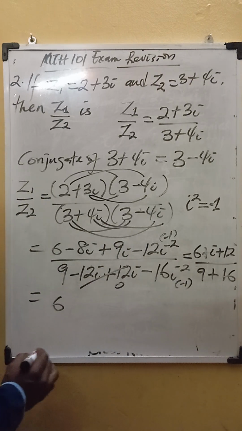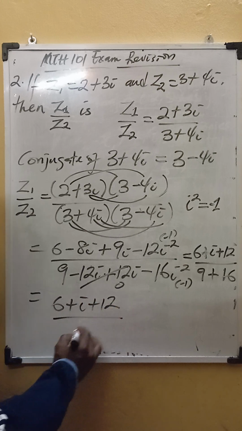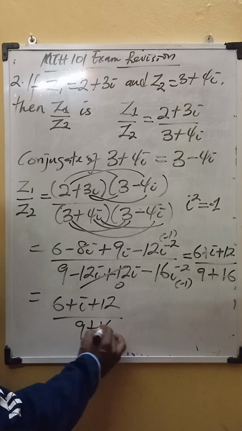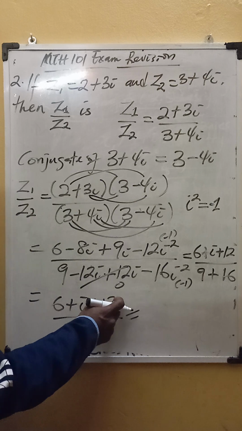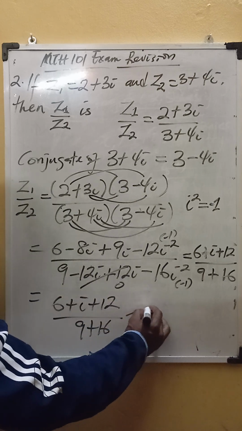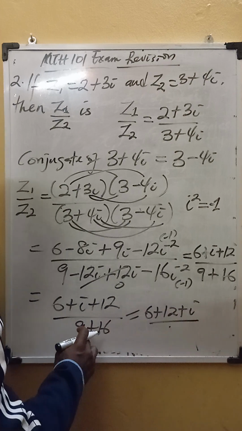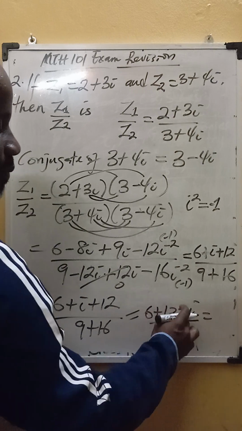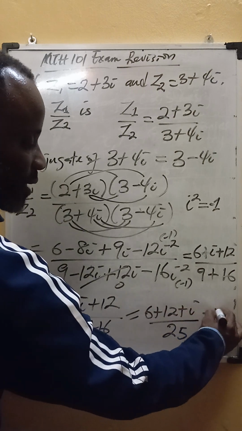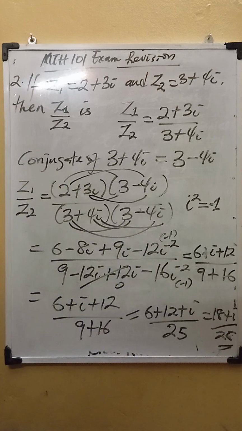So we have 6 plus 12 plus i, divided by 9 plus 16. So what's going to be our final answer? We collect like terms. 6 plus 12 is 18, so we have 18 plus i, and 9 plus 16 is 25. So we have 18 plus i divided by 25. And that's our final answer.